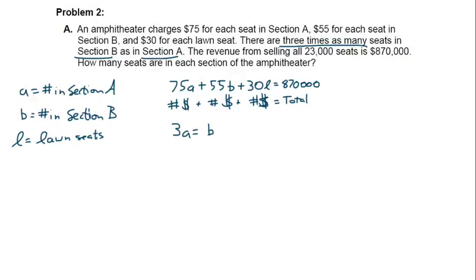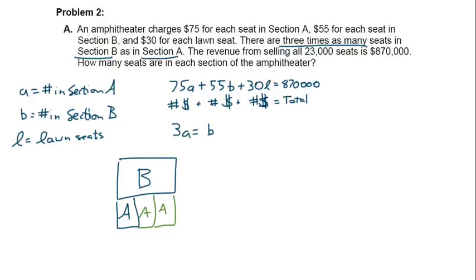There are 3 times as many seats in B. There are 3 times more seats in B than in section A. So section B is 3 times bigger than section A. In order to make them equal, I have to multiply section A times 3. So this would be 3A, and that would be 1B. In order to make them equal, I have to multiply by 3. Okay? So that's equation 2.